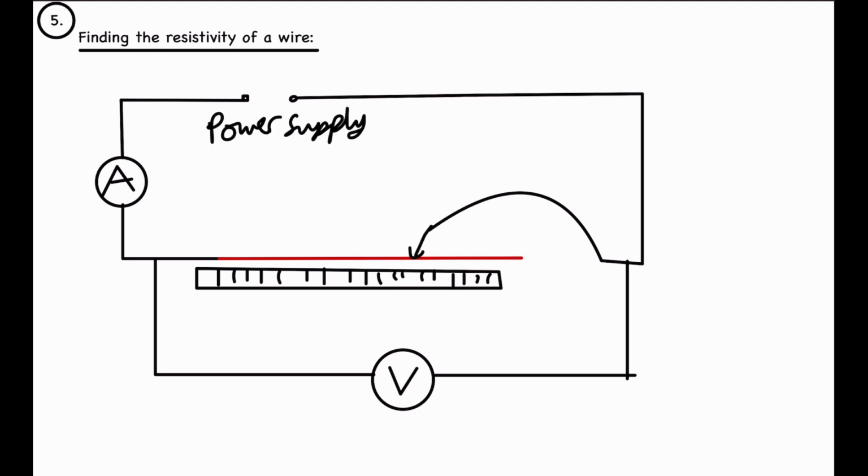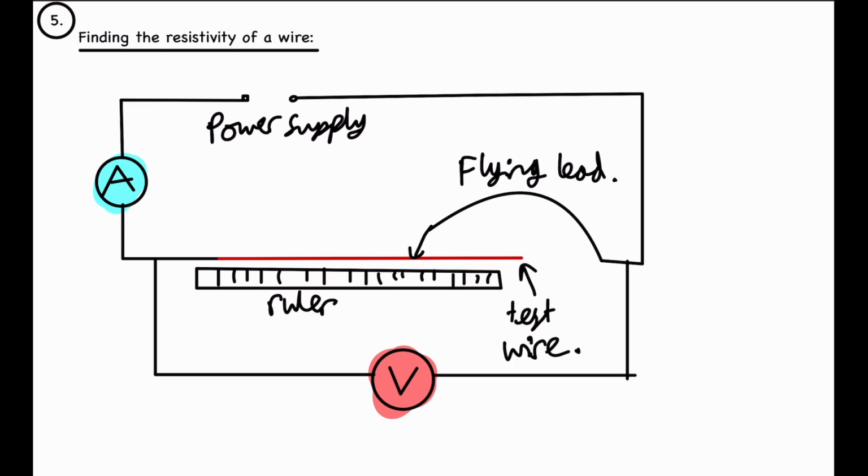You would have an ammeter. You would have the voltmeter. You would have a ruler. And this is the flying lead. And this is the test wire. And that's the whole apparatus. So now let's go on to the steps.